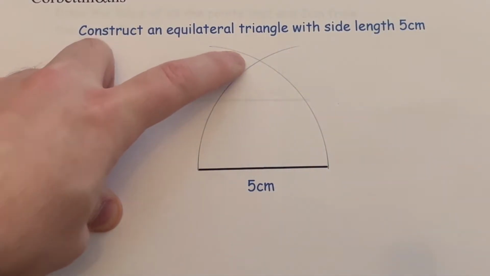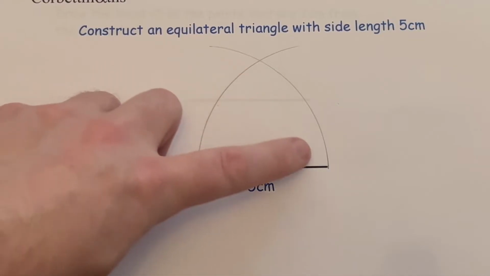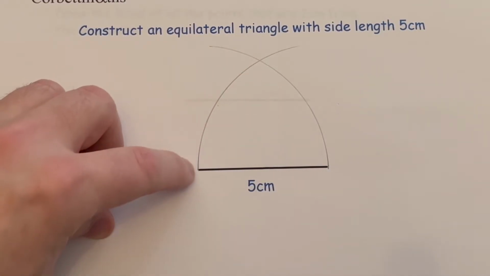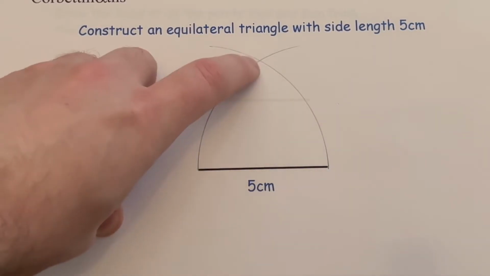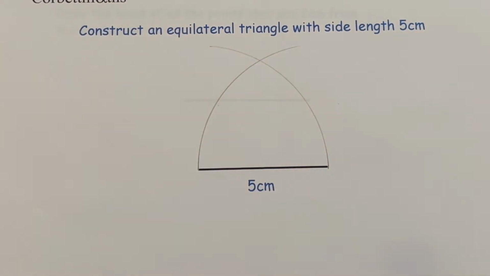This point here is 5 centimeters away from here, and it's also 5 centimeters away from here. So if I get my ruler and pencil and join up here to here, and from here to here, this will be an equilateral triangle. So let's do that. And that's it.